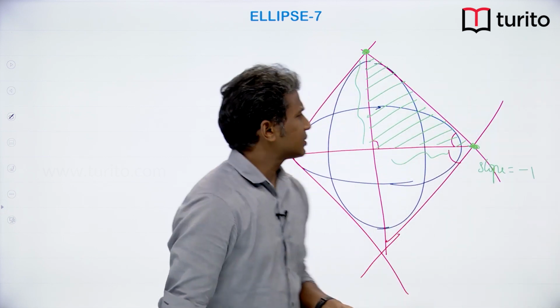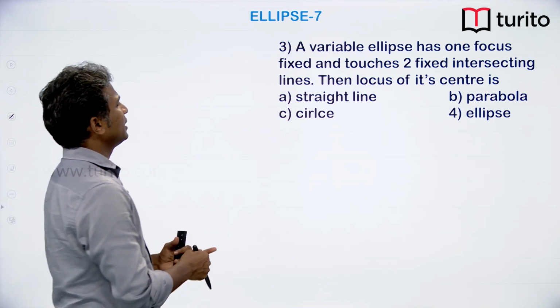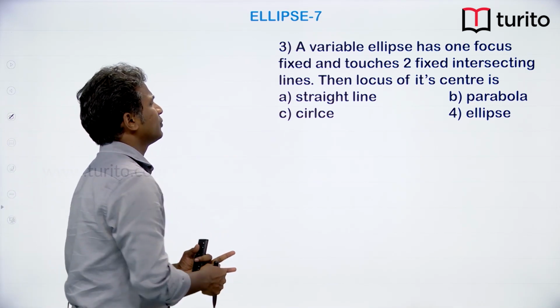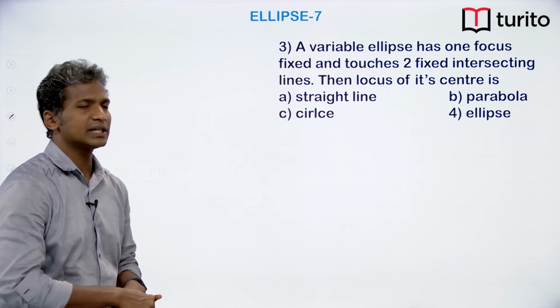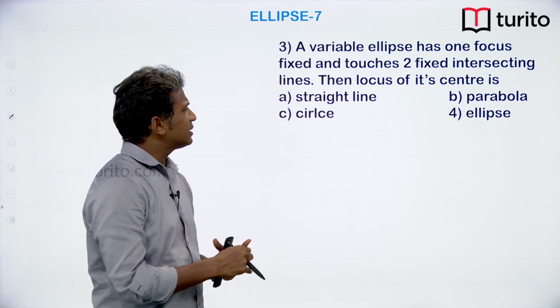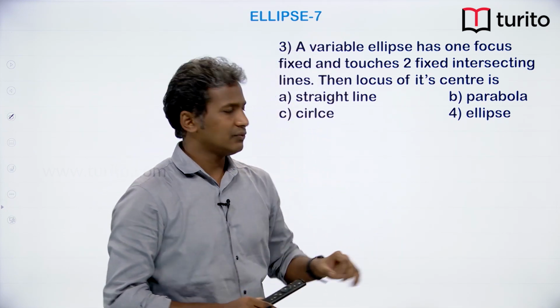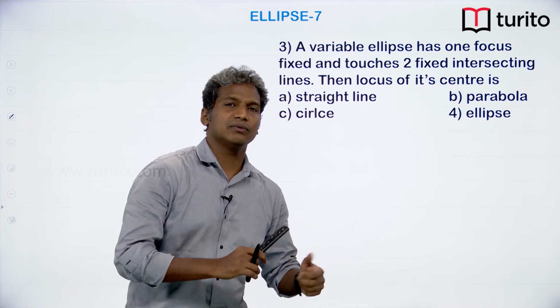Okay, so now let us go to the next question. Here a variable ellipse has one focus fixed and touches two fixed intersecting lines. The locus of its center is. I think this is the question we stopped at in the last lecture, so we will complete it today and move on.